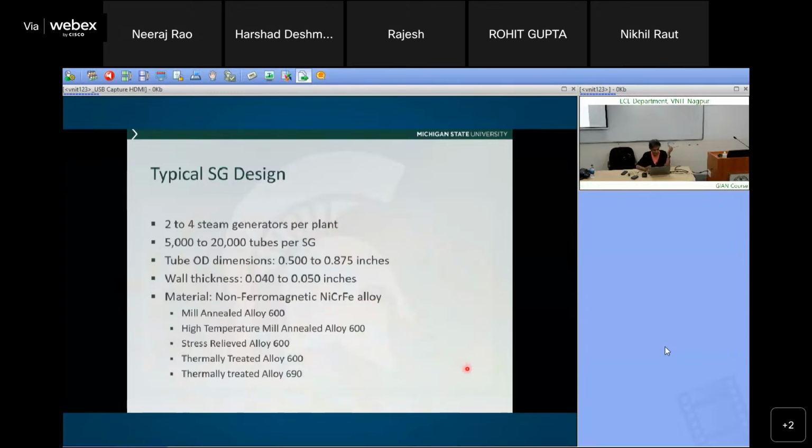Okay, typical steam generator tubes. Each nuclear power plant can have from 2 to 4 steam generator units. Each of these can have from 5,000 to 20,000 heat exchange tubes. The outside diameter can vary from 1/2 inch to 0.875 inch, and the wall thickness is given in inches here. The material is a non-ferromagnetic Inconel, a nickel chromium iron alloy, and so on. There are different grades of Inconel.